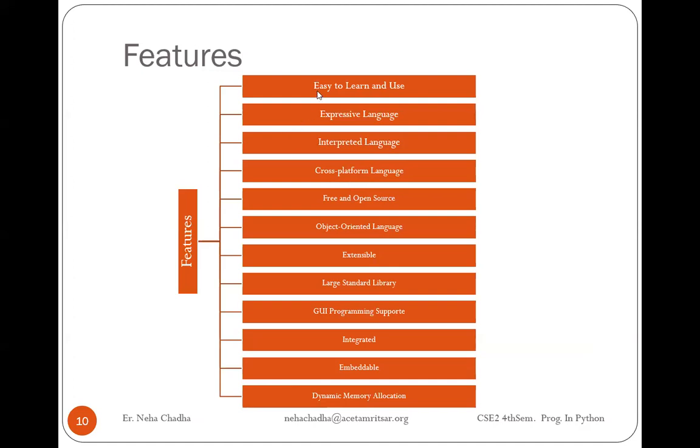Here you can understand how it is easy to learn and use, because there is not so much restriction of syntax and semantics. This is an expressive language because we can write our code very easily. Interpreted, you have understood what interpreted means. Cross-platform language means suppose you have written your code on your Linux machine and you are running your code on some other system, like Windows. You can easily do it. That is a cross-platform language.